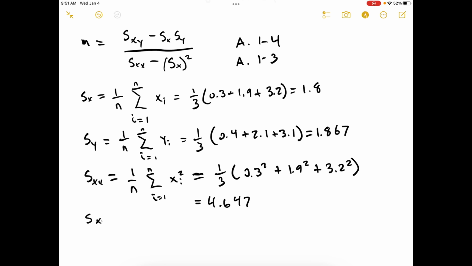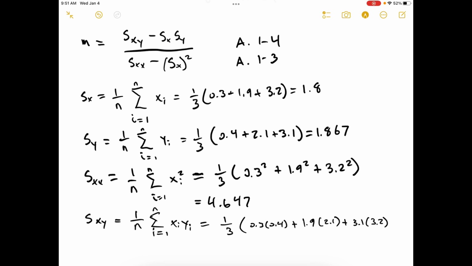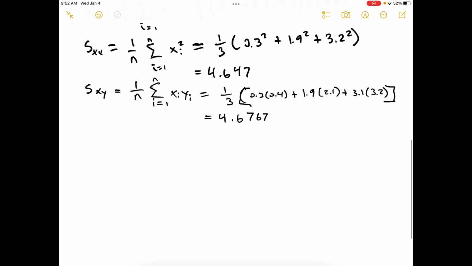Sxy equals 1 over n summation of xi times yi, equals 1 over 3 times 0.3 times 0.4 plus 1.9 times 2.1 plus 3.1 times 3.2, and this equals 4.6767. So now that we've got all of our S values, we can plug in the values to the slope equation that we did before.